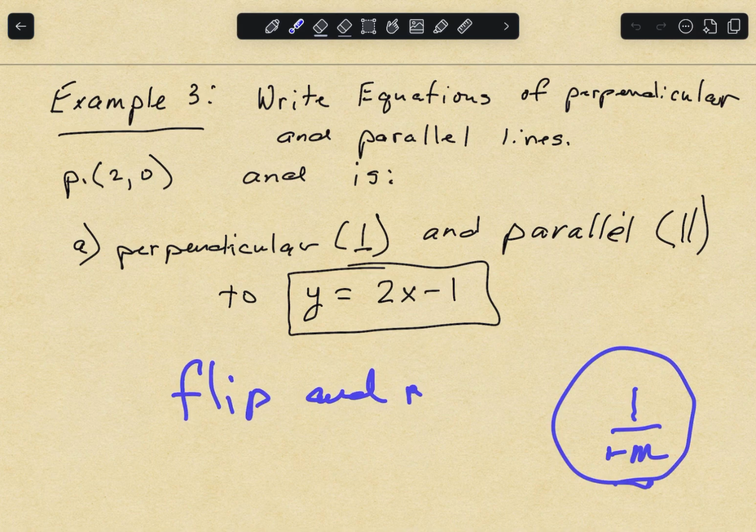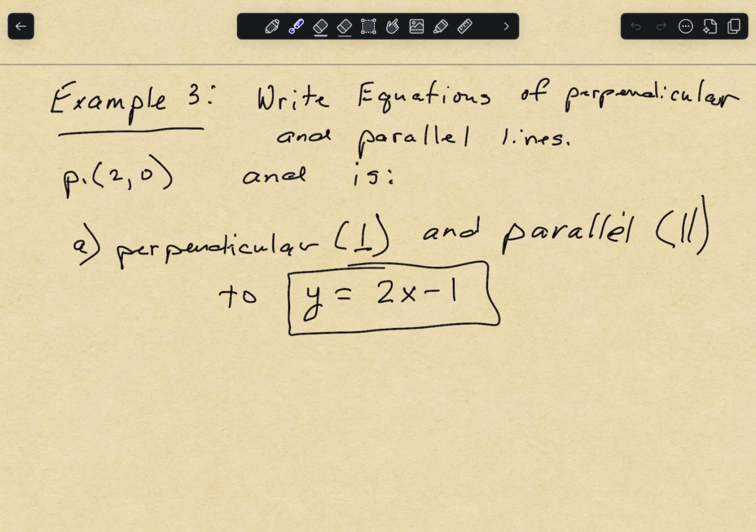Because what you're doing is you are flipping a number, turning it into a reciprocal by flipping it. Instead of m, you have 1 over m, and then you would negate it. You would make it a negative number. So it's negative 1 over the slope. Anyway, that's how that's done.